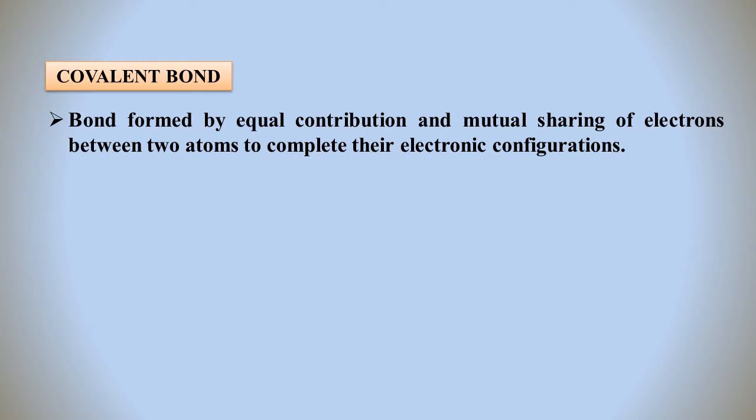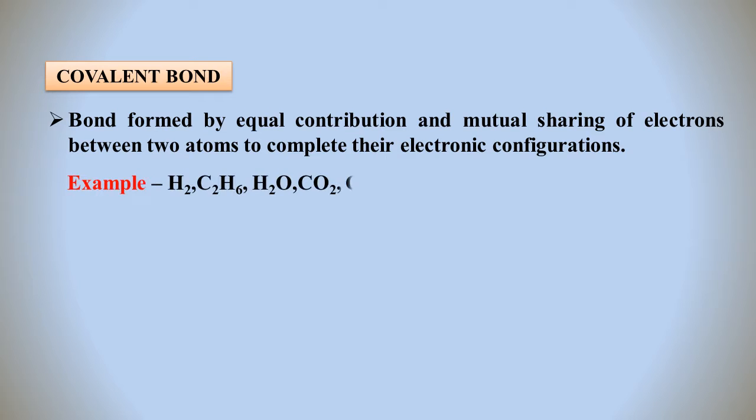Why? Each atom wants to reach what? To the octet state or the stable state, to complete its valence shell with electrons and become a stable atom or a stable compound as well.